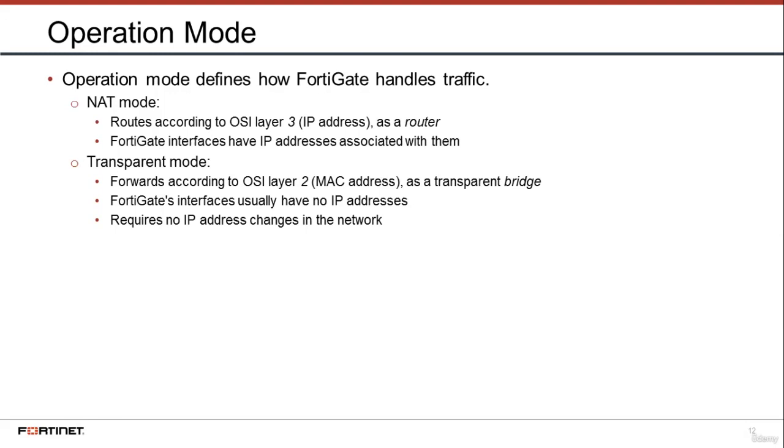FortiGate is a layer 2 bridge or switch, so the interfaces do not have IP addresses, and by default all belong to the same broadcast domain. This means that you can install a transparent mode FortiGate in a customer network without having to change the customer's IP address plan. Some customers, especially large organizations, don't want to reconfigure thousands of devices to define a new internal network that's separate from their external network.